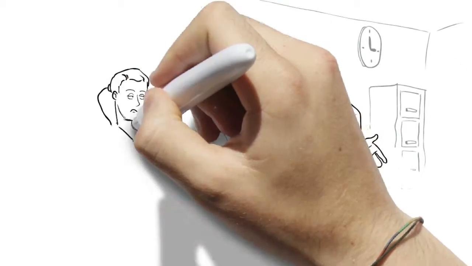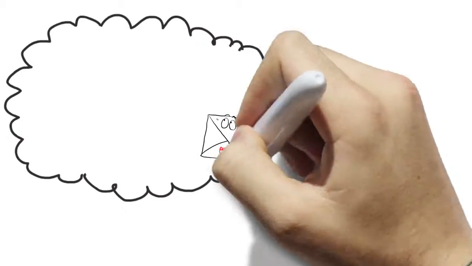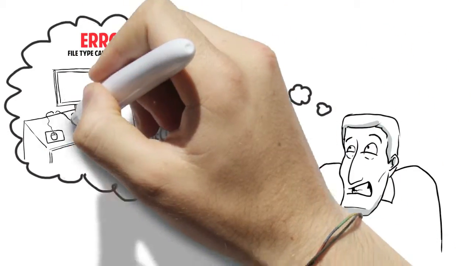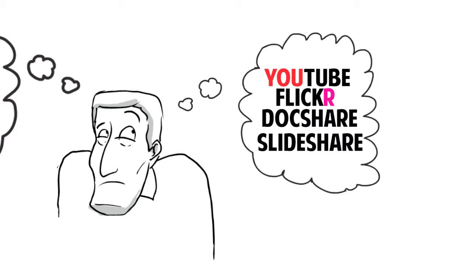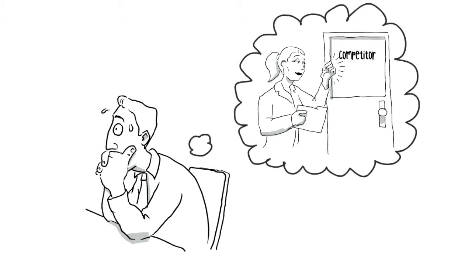Meet Bob. He wants to send his potential customers some content. He's had problems emailing content before, so looked at cloud solutions. But as they support different content types, it's hard to know which one to use. He also wants to make sure he has some control where his content goes.